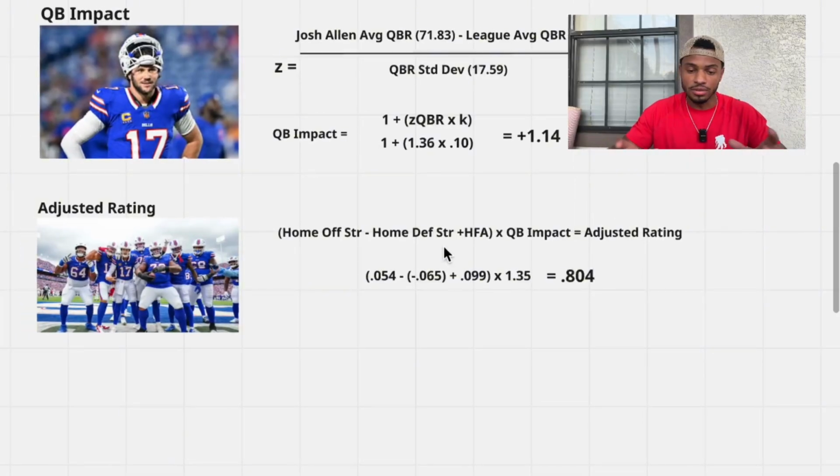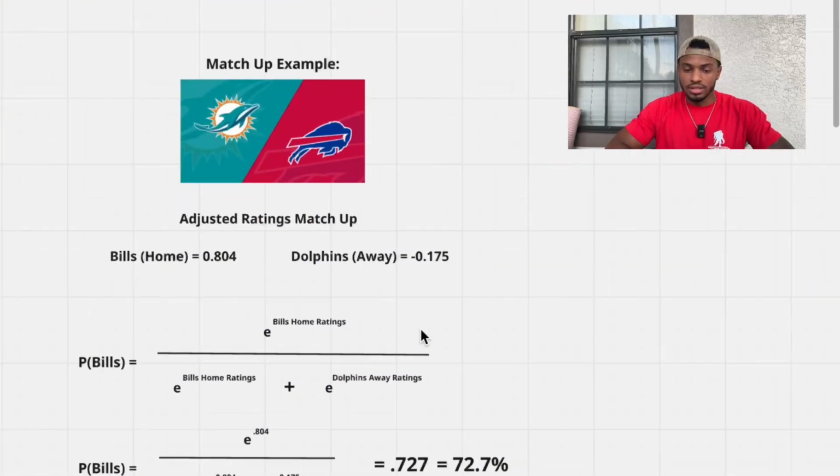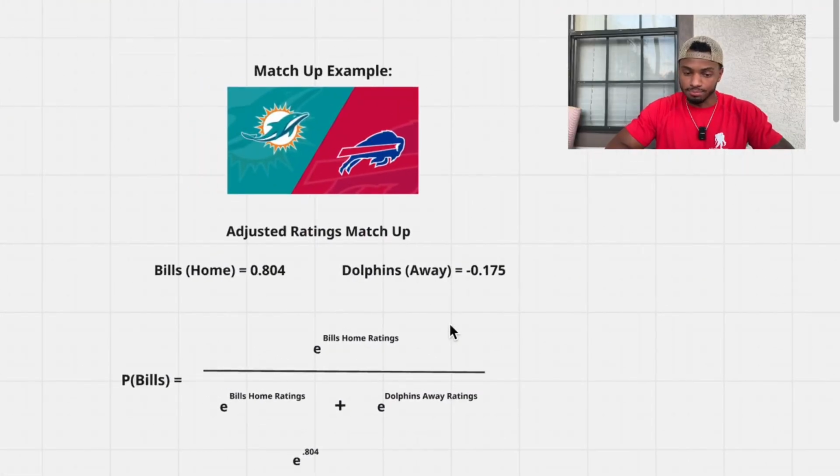Finally, we take all of those metrics, home field advantage, all the strength ratings that we calculated, and we combine them together to get an adjusted rating, which is the Bills here. This is their new adjusted rating that we're going to use in a matchup. And we do this for every single team at home and on the road, for offense and defense. Moving on. So let's go through an example of a matchup.